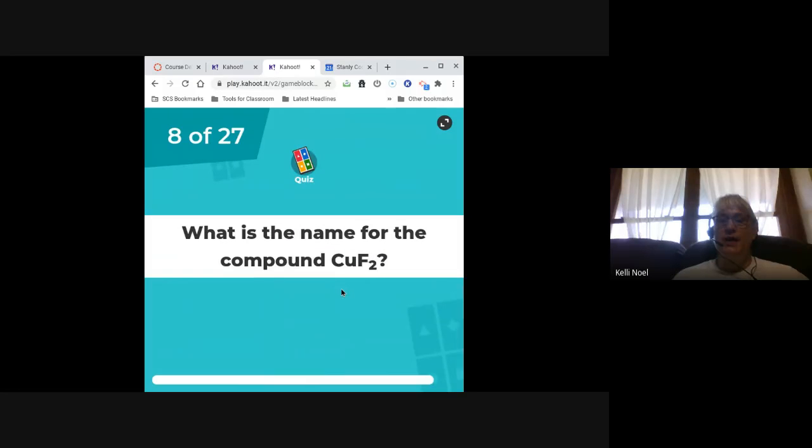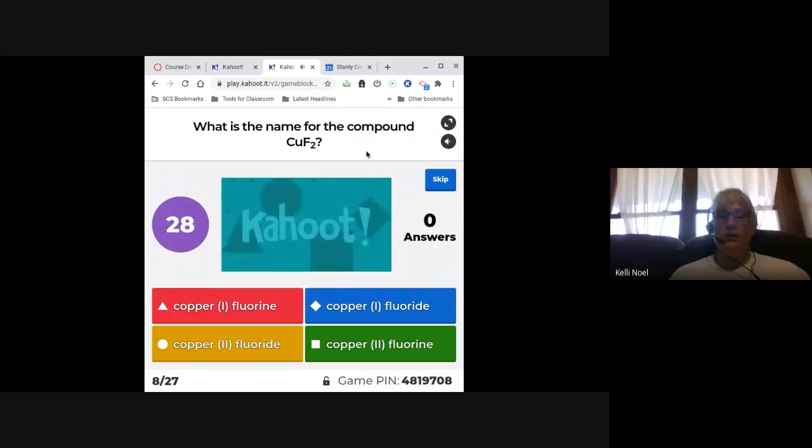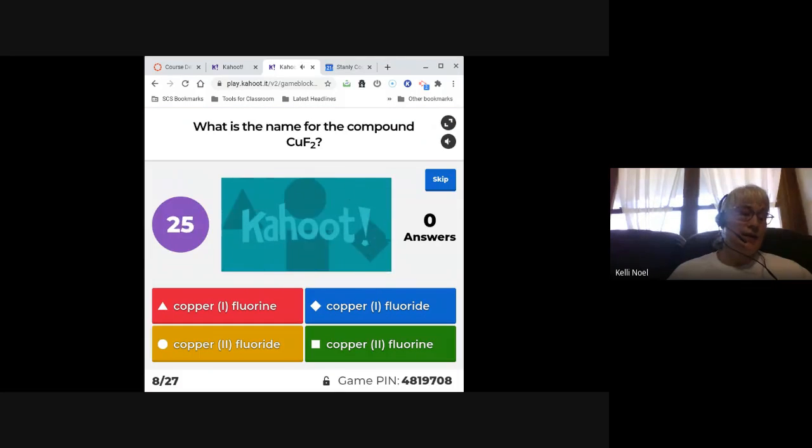All right, what is the name for this compound? Was in yesterday's lesson.